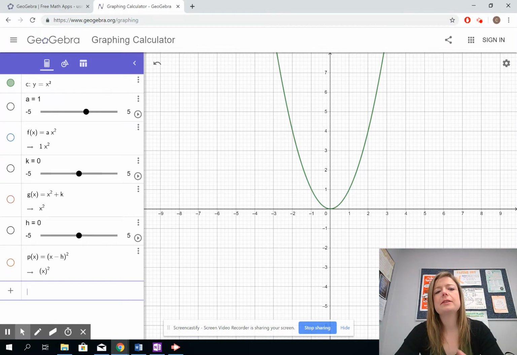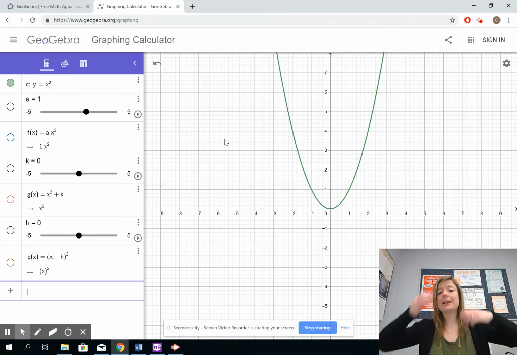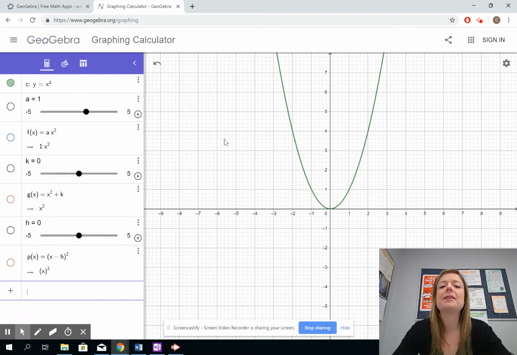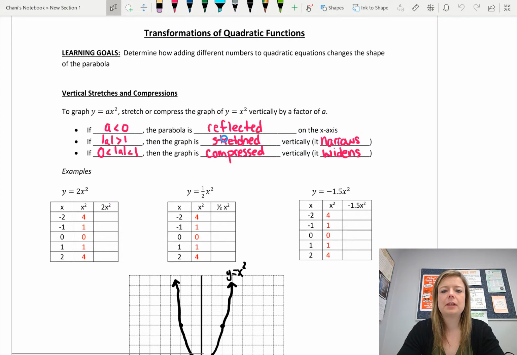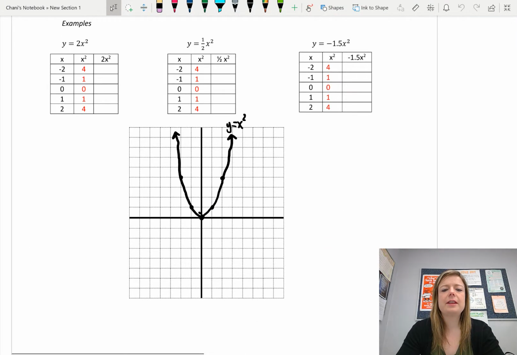So we're always going to start with what's actually called our parent graph, the most basic quadratic, which is just y equals x squared. So in your note today, while we learn transformations, you will be drawing y equals x squared a lot. If you go over to your note and take a look, you can already fill this in on the graph. For all the graphs, you'll want to draw y equals x squared.